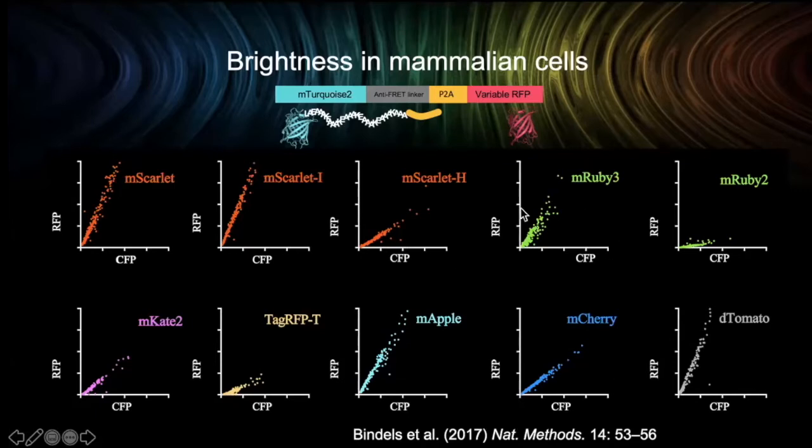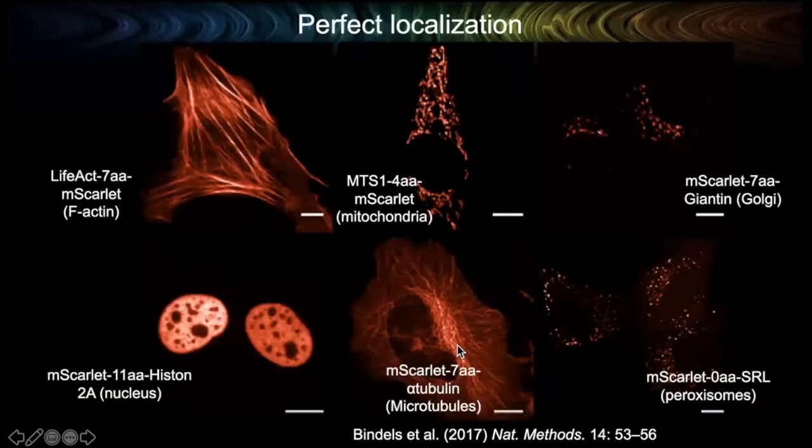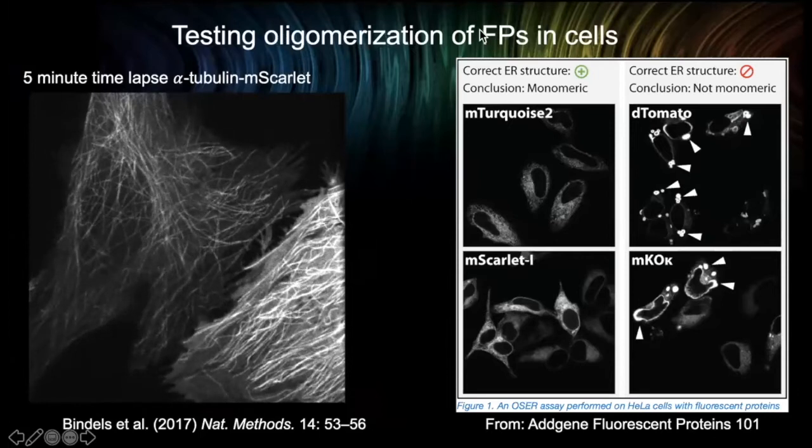So these are uncorrected data. Ruby 3 is a bit better excited under these conditions. You can correct for that. It just absorbs a bit better for this microscope. And if you correct for that, the angle is slightly lower. But okay, you can clearly see the differences, and also that the brightness is comparable to the dimer tomato and much higher than for Cherry or other red fluorescent proteins. So it works really well in cells, live. We can stain such fusion proteins in mitochondria, Golgi apparatus, nuclei, microtubules, and also peroxisomes. And what is very important is to then test the oligomerization, and we were very keen on that because we indeed wanted to have this strict monomer.